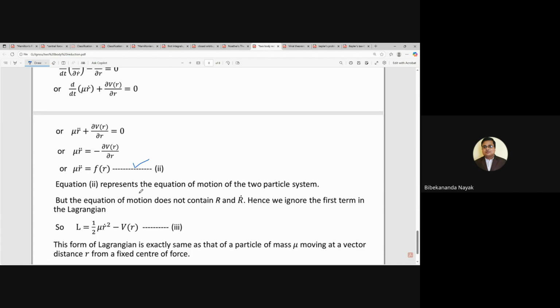This equation represents the equation of motion of the two particle system. But it is just like one particle: mass times acceleration is equal to force. But this mass is the reduced mass. So the only change when we relate a two particle system to one particle is that we have to change the mass to the reduced mass. So the Lagrangian will be half M V square plus half mu r dot square minus V.